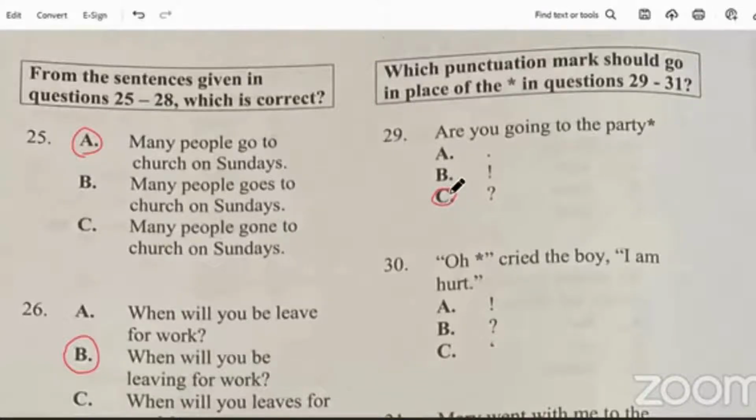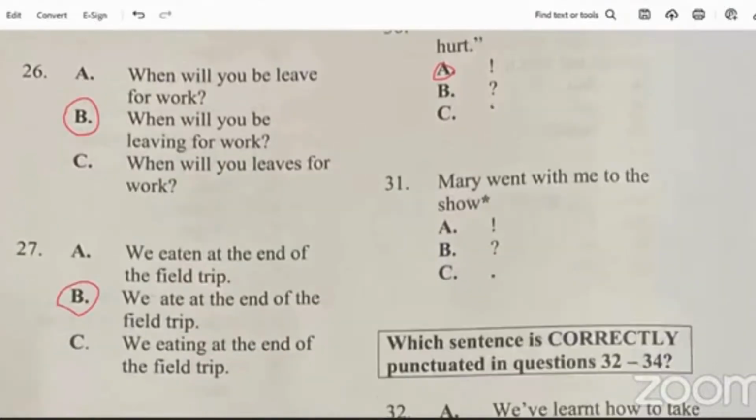Oh, cried the boy, I am hurt. Of course, maybe you would have cried a little bit more than that, but that's an exclamation. He's hurt, so he cried out. And for 31, Mary went with me to the show. That's a statement that was made, so the answer is a full stop, period, and that is C.